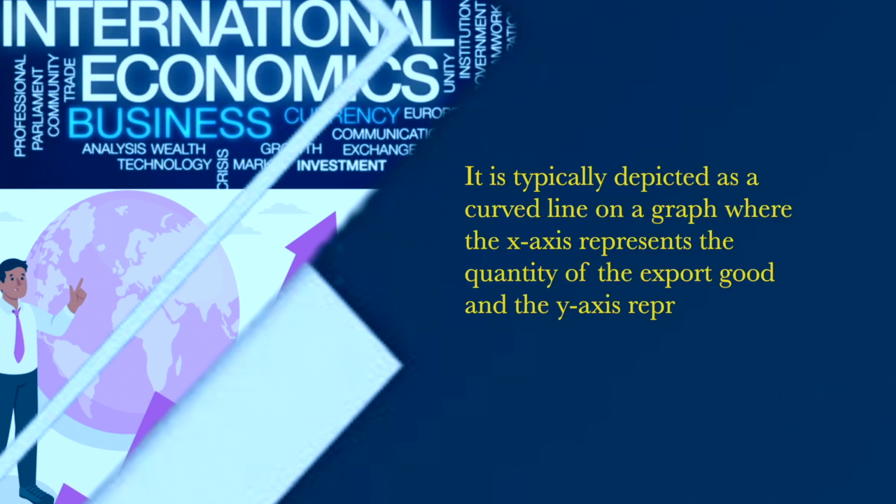So it is primarily used in the context of trade between two countries or in individual consumer choice, where a person decides how much of one good they are willing to trade for another at various price levels. So that is why it essentially illustrates trading possibilities based on production capabilities and consumer preferences. If you are talking about the offer curve, it is typically depicted as a curved line on a graph where the x-axis, or horizontal axis, represents the quantity of the export goods and the y-axis represents the quantity of import goods.